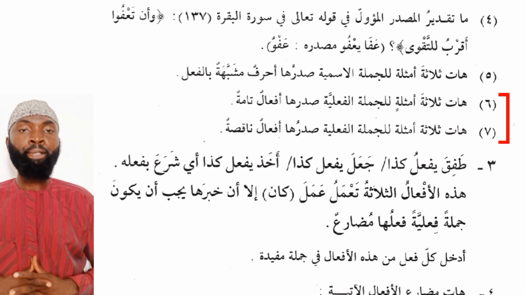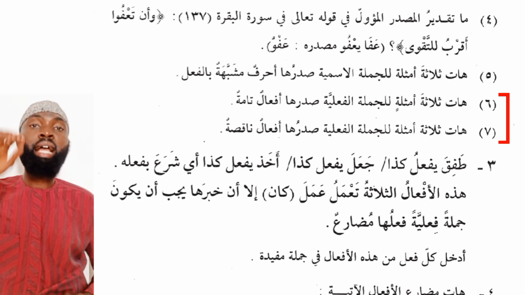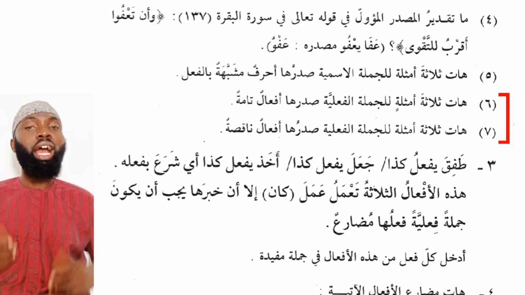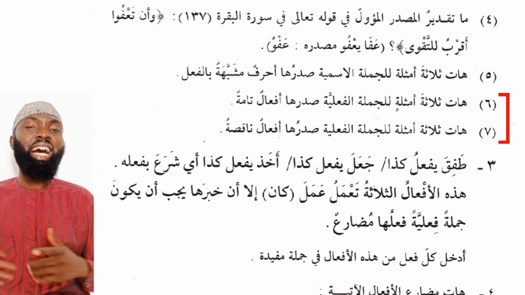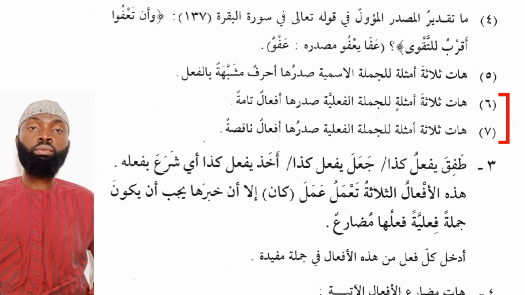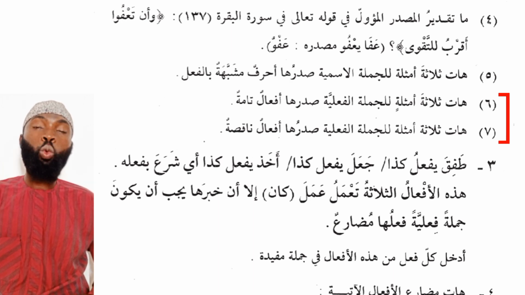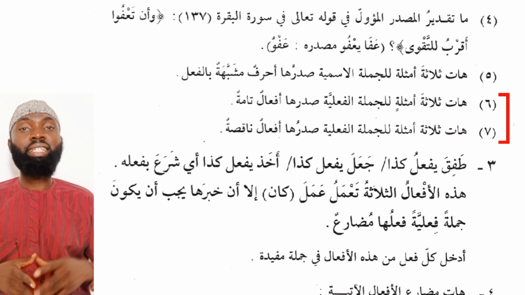And number 7, we have Hati Thalathata Jumlat al-Fi'liya Sadruha Af'alun Naqisa. You are to bring 3 sentences. Each of them should be verbal sentence, and they should begin with an incomplete verb. Incomplete verbs will begin with kana and the sisters of kana. An example, I can first of all say kana Aliyun qadiman. Ali was coming.